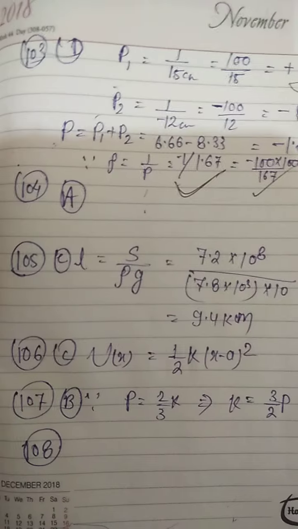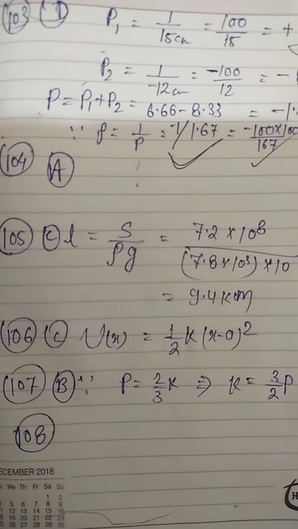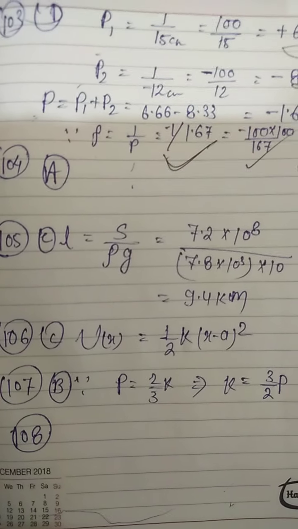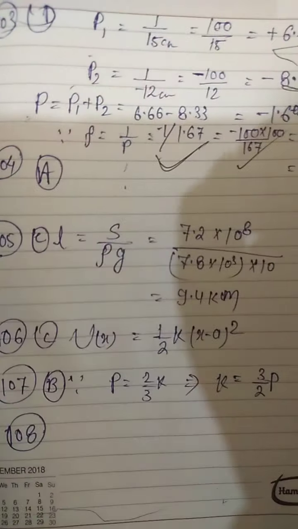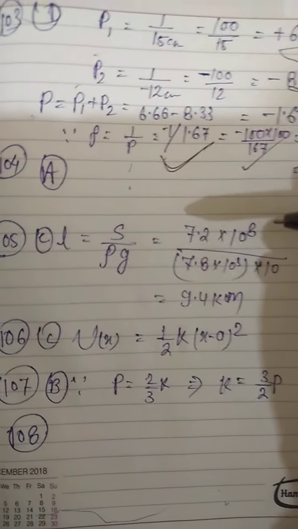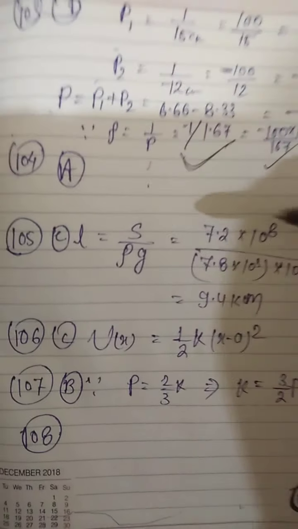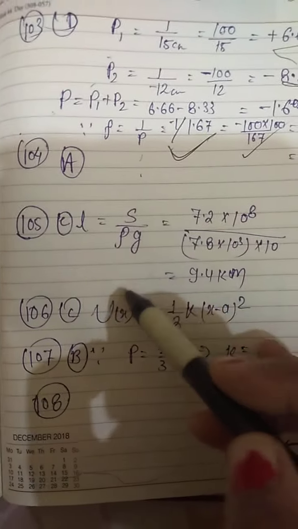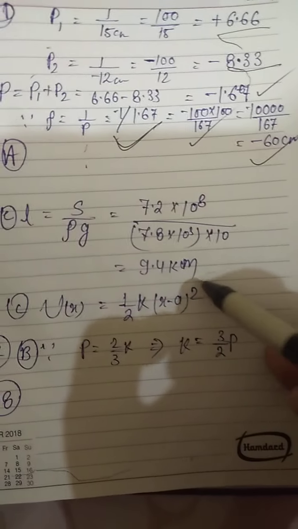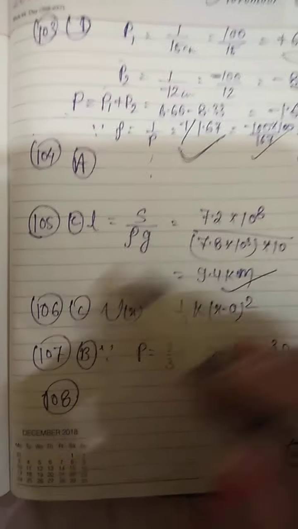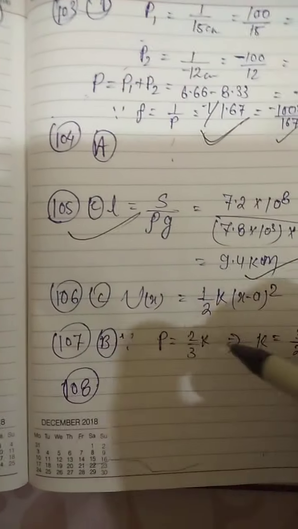Come to question number 105. The greatest length of a wire that can be stretched without breaking, given breaking stress is equal to 7.2 into 10 to the power 8 Newton per meter square, and density of wire has been given 7.8 into 10 to the power 3 kilogram per meter cube. As we know, length is equal to S upon rho g. By putting all these values, we get 9.4 kilometer. So its correct option will be C.